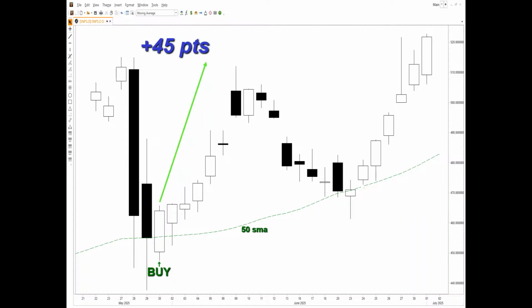And then price started to fall back lower again. But since we never closed below the 50-period moving average, guess what? The pattern requirements were met and another couple of signals were generated to the long side. And this time you could have potentially captured now 50 points. So nearly 100 points you could have potentially captured in 2 months of trading.